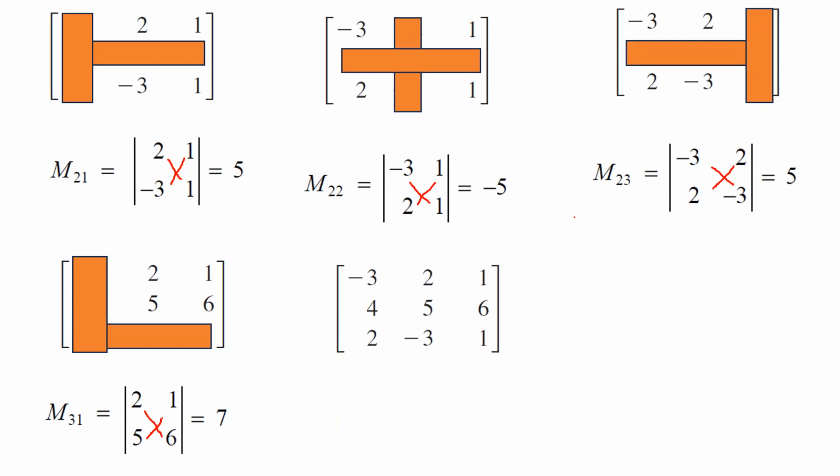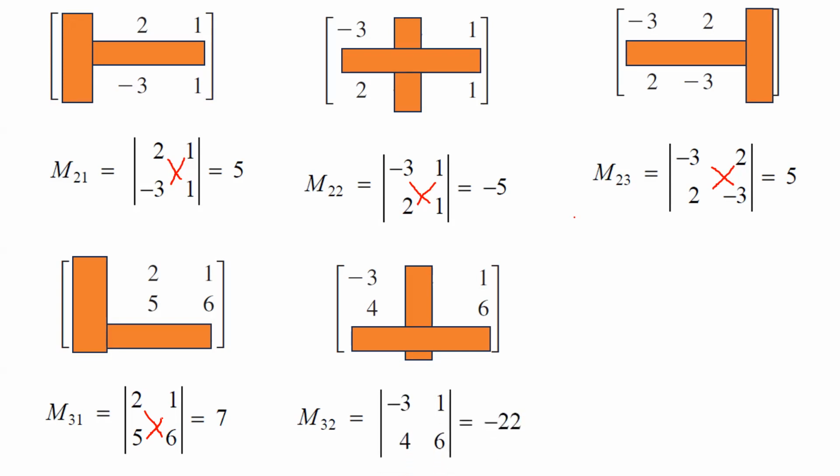Again, we are working with this 3x3 matrix to find the minors. The next minor is for the third row and the second column. We're going to delete the third row and the second column. We end up with this 2x2 matrix. The determinant of this 2x2 matrix is -3 times 6 minus 1 times 4, which is -22. Copy down the original matrix again.